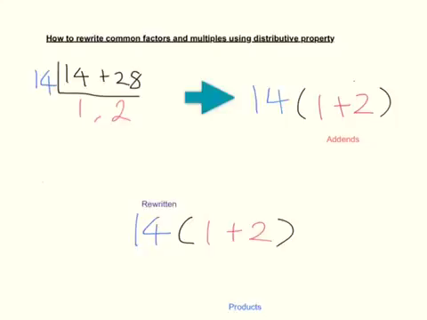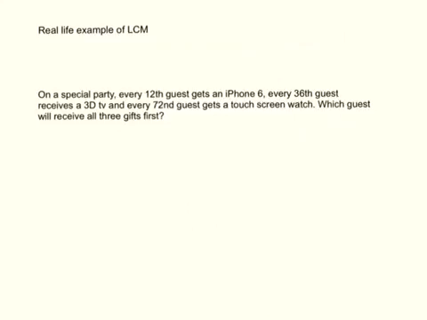Now let's change this into a distributive property. 14 goes here. 1 and 2 go here. As you can see, 1 and 2 are the addends. And wow, we already solved it into a distributive property. Now let's check if we're right. 14 times 1 is 14, and 14 times 2 is 28. We are right.